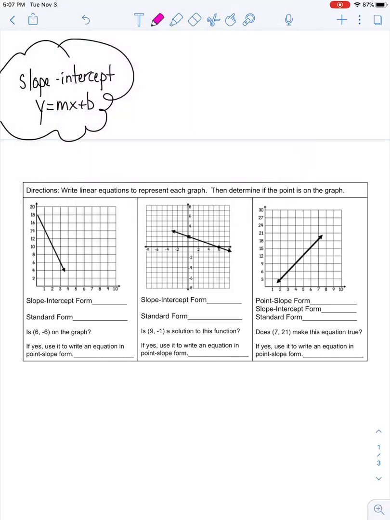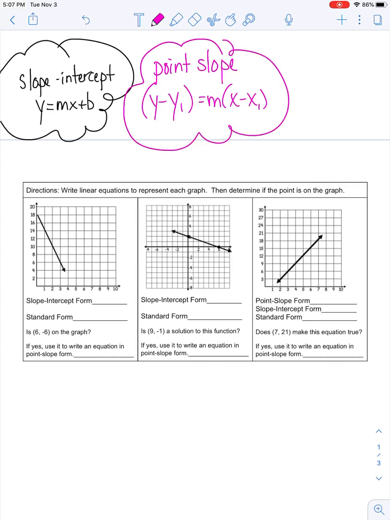The next form that we studied was the point-slope form of a line, and that looks like this: y minus y1 equals m times x minus x1, and we use that if we have the slope and a point that's on the line.